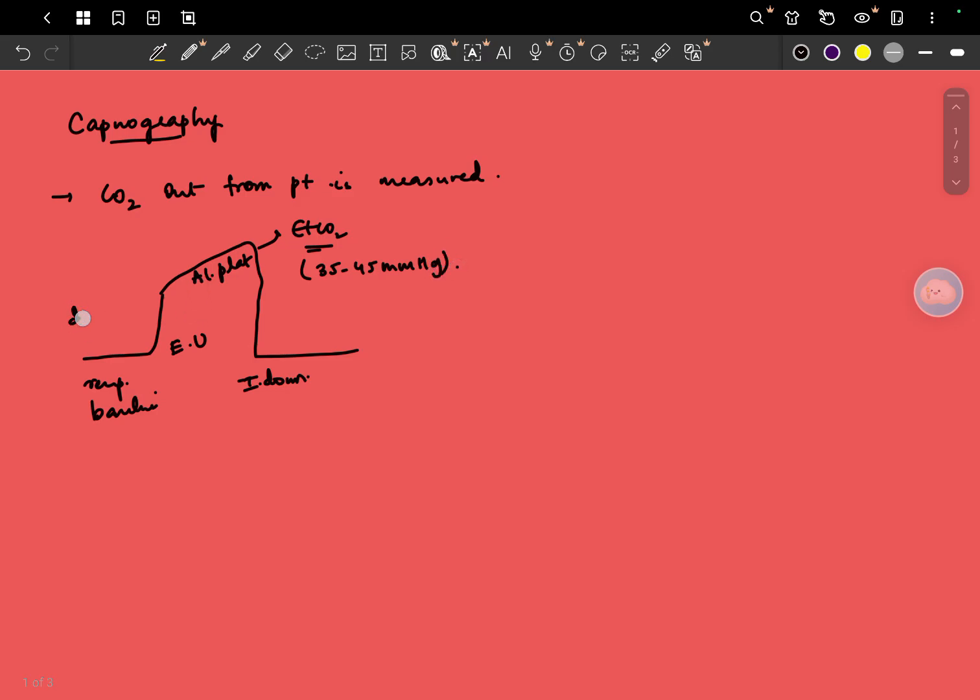And here we have the dead space, and this is mixed airway plus alveoli. So this is lower alveoli, and we have alveoli plus airway here. So this is how a graph will look like. Now we'll see a few capnography graphs.